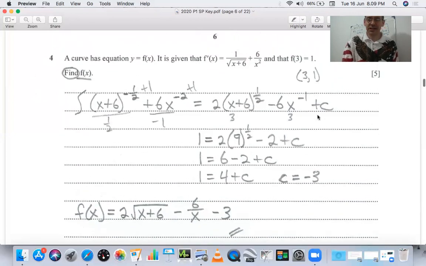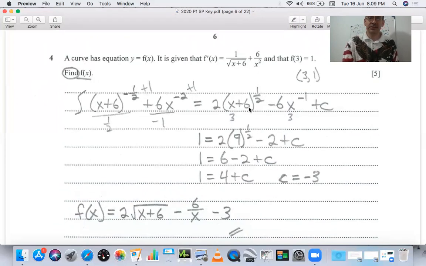Now, to get the plus c, we need to plug in our point. So the 3 is the x value. That's why you see this little 3 here and here plugging into the x. And the 1 is the y value that we're putting in over here. It's our f of x. So the 1 goes here in the y place.